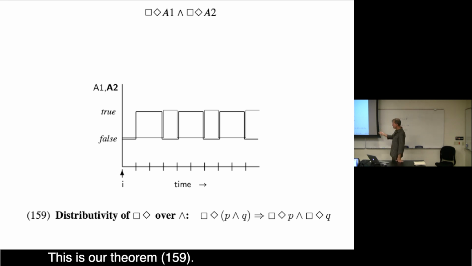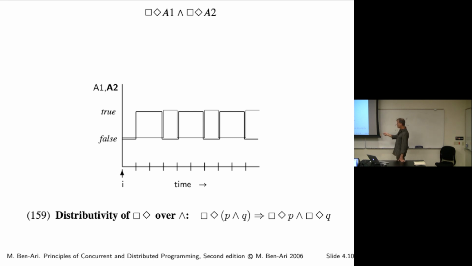And now look at this. This is our theorem 84. Distributivity of always eventually over and. Now look at what this says. It says always eventually P and Q implies always eventually P and always eventually Q.